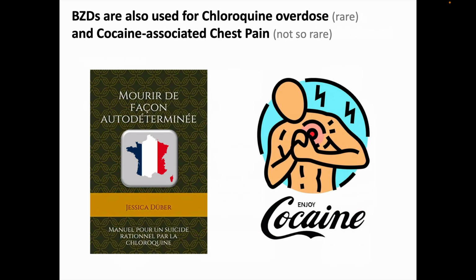Some other toxicologic indications for using benzodiazepines as antidotes are for chloroquine overdose and for cocaine-associated chest pain. Using benzos for chloroquine overdose comes from clinical toxicology experience, particularly from France, where there have been publications giving instructions for using chloroquine to commit suicide, and treatment protocols using benzos seem to work favorably. With cocaine-associated chest pain, and probably with other psychostimulants too, benzos can help to reduce central sympathetic output. And both of these indications may also involve TSPOs, the peripheral benzodiazepine receptor 2.